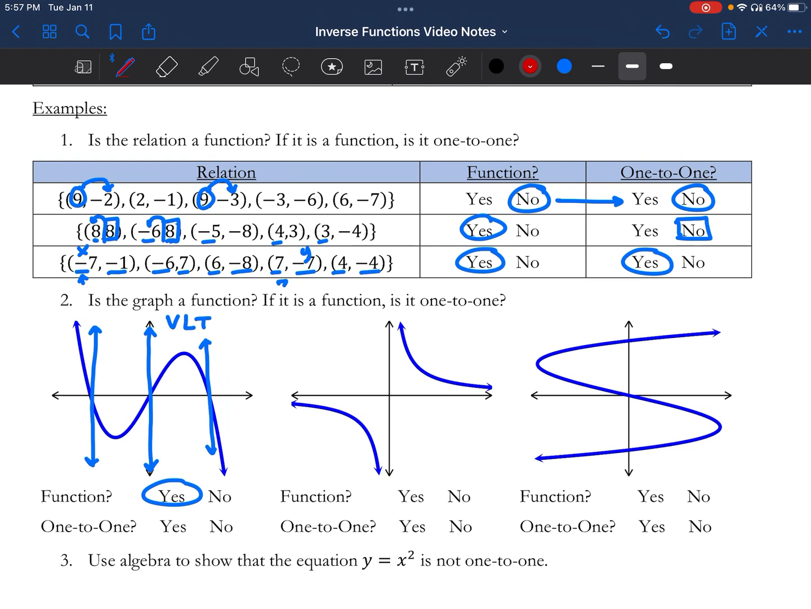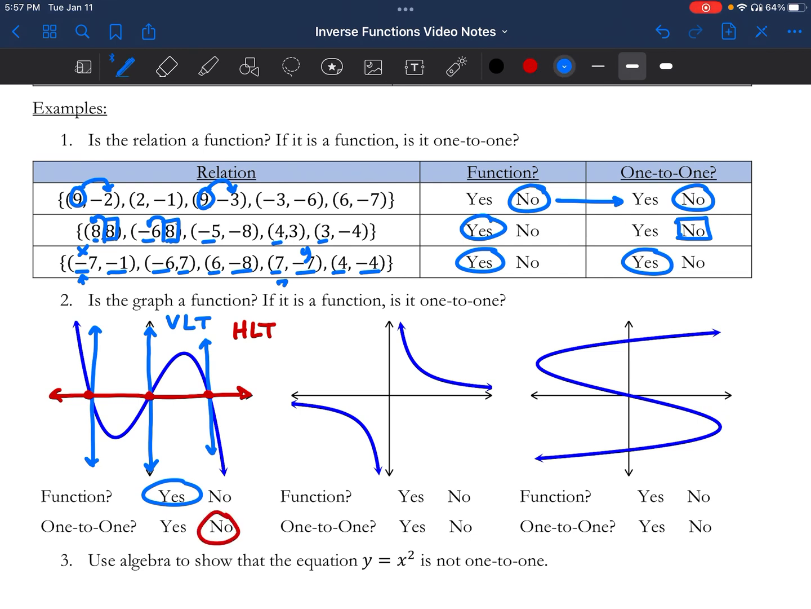On the other side, I want to do a horizontal line test. So I'm going to check if there's a horizontal line that touches this more than once, it's not one-to-one. And if you notice right here, the x-axis touches it in 3 places. Touches it once, twice, 3 times. That's definitely more than once, so the answer is no. It is not a one-to-one function.